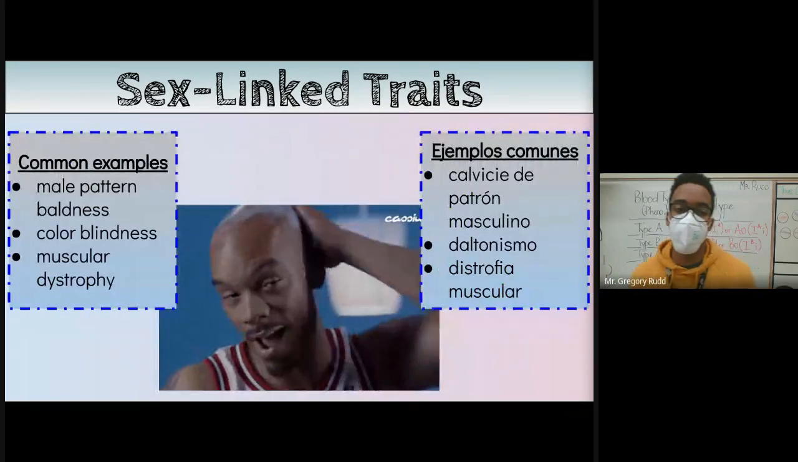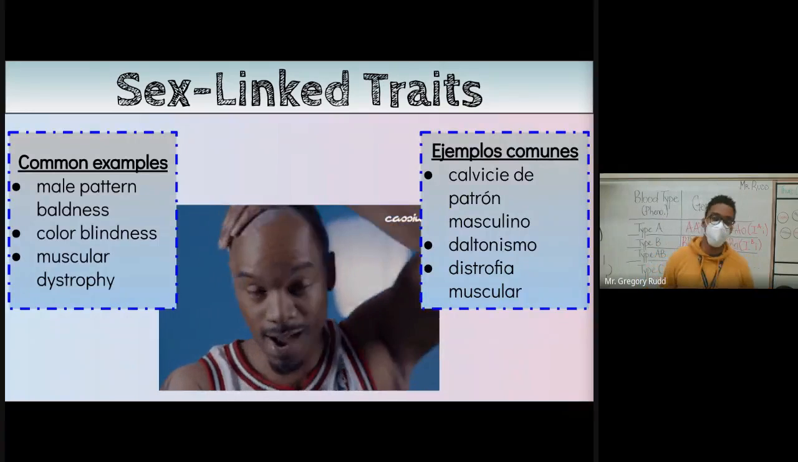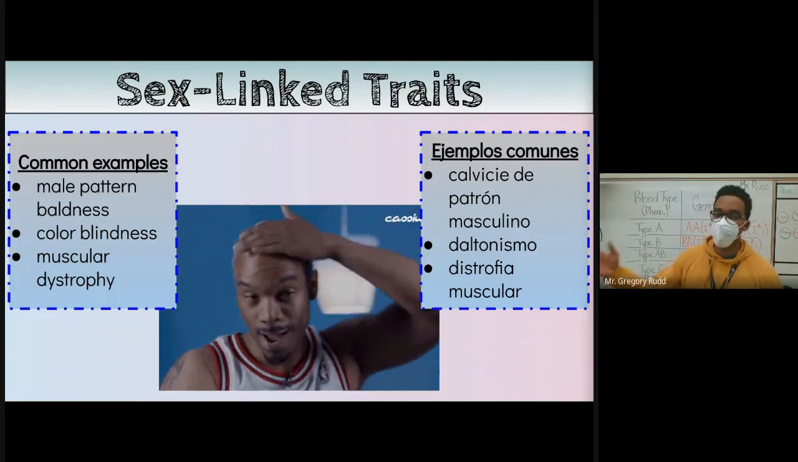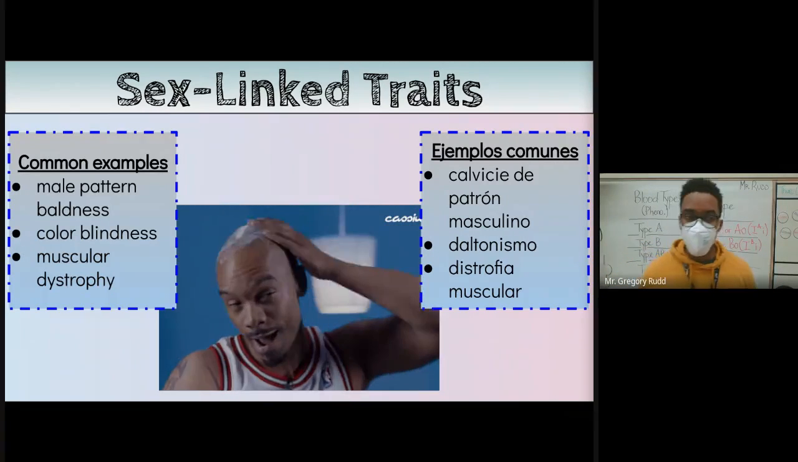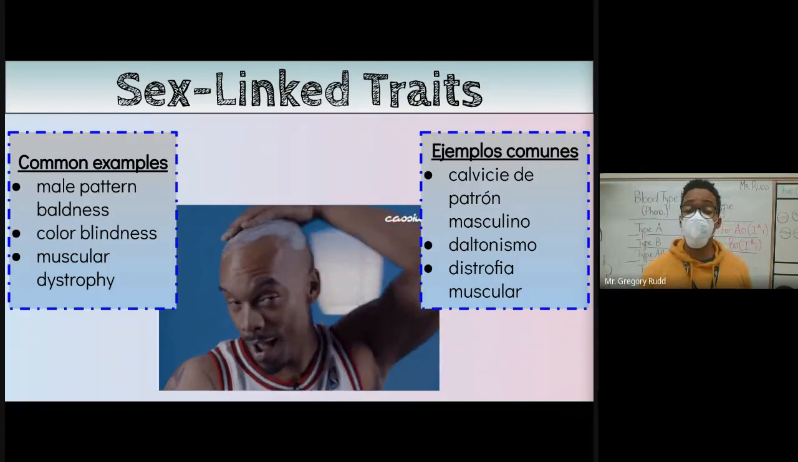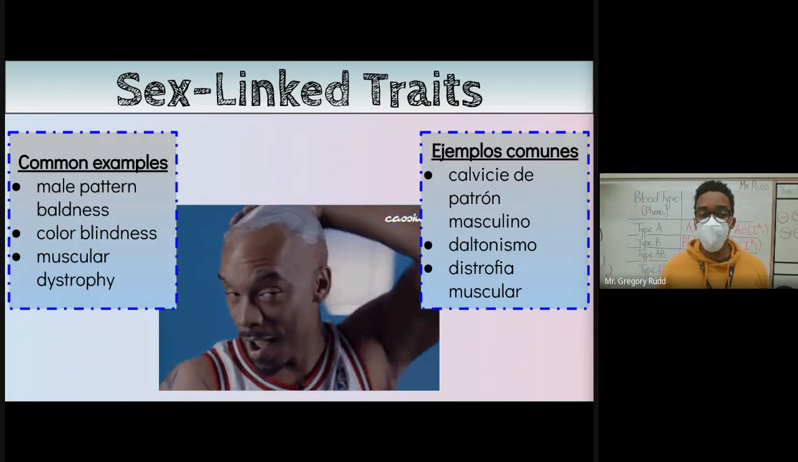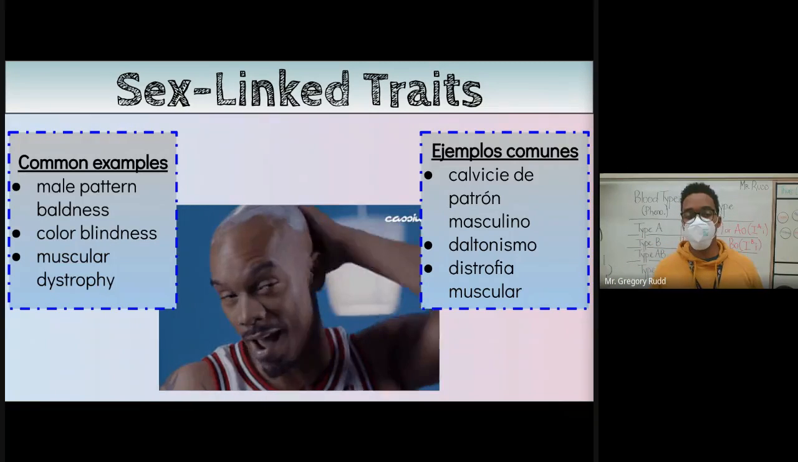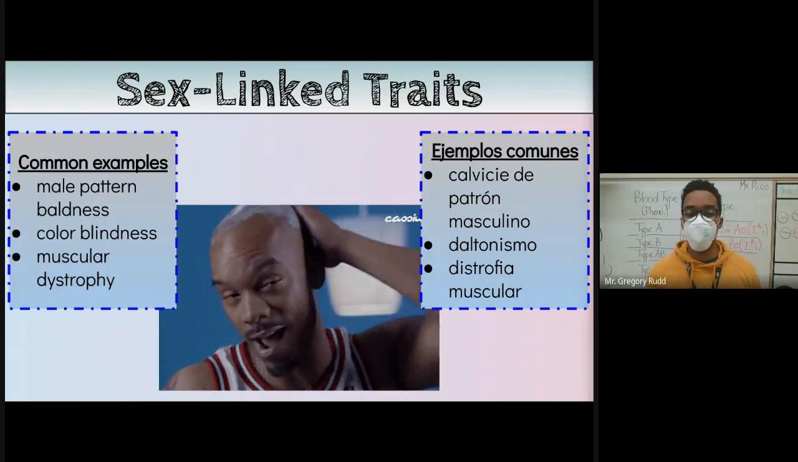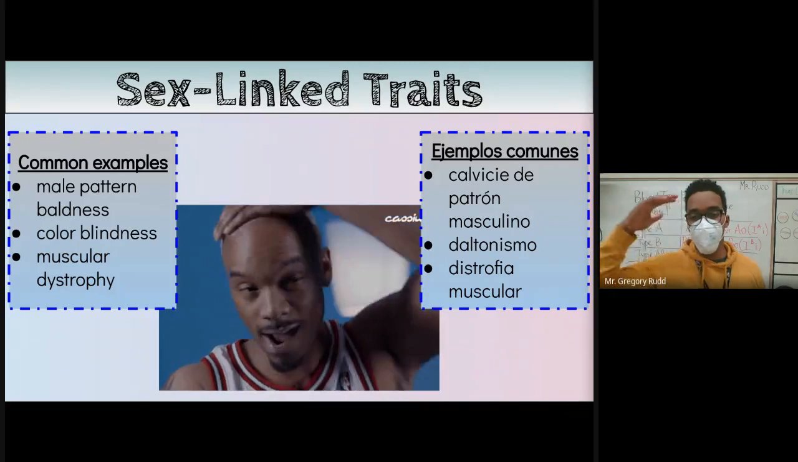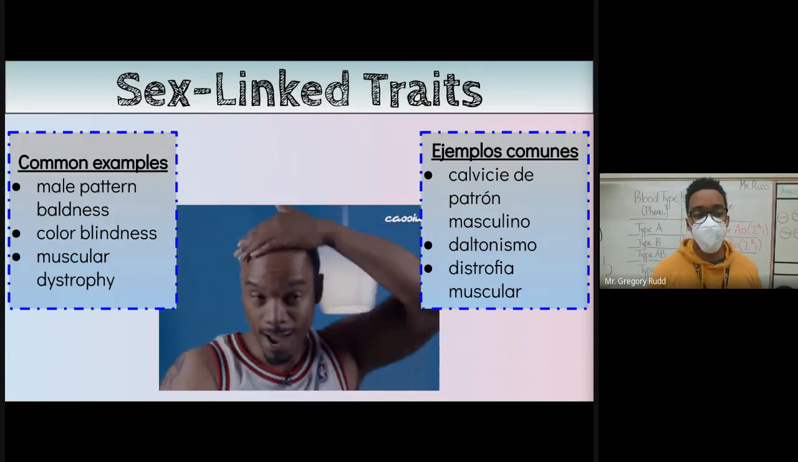Good. So here are some examples of sex-linked traits. Male pattern baldness is a sex-linked trait, but women, I keep saying women, people who are born female can also have male pattern baldness. Oftentimes it will result in thinner hair, a receding hairline, and the like.